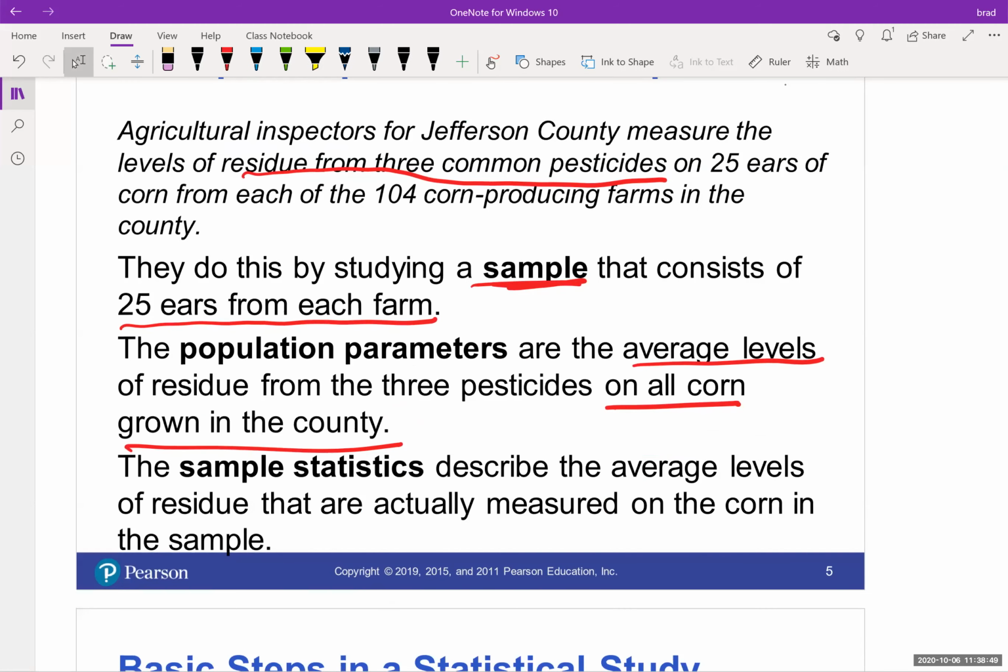Then it says if you want to talk about the sample statistic, you're going to describe the average levels of residue that are actually measured on the corn in the sample, which would be the 25 ears of corn from 104 farms. That would be the sample, okay?